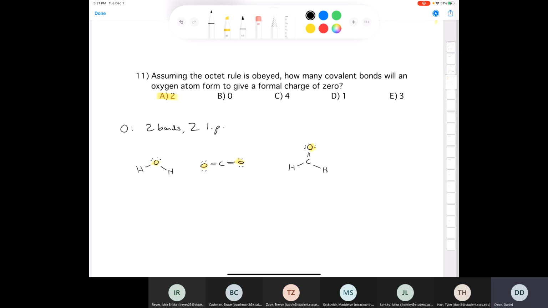Another way you could approach this problem is that oxygen is in group 6, and so it has a Lewis dot structure that looks like this. You have 2 unpaired electrons, so it's ready to form 2 bonds.